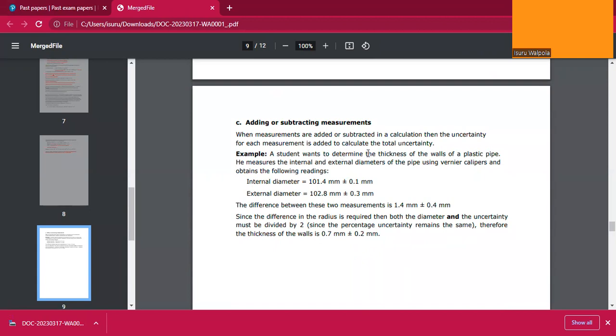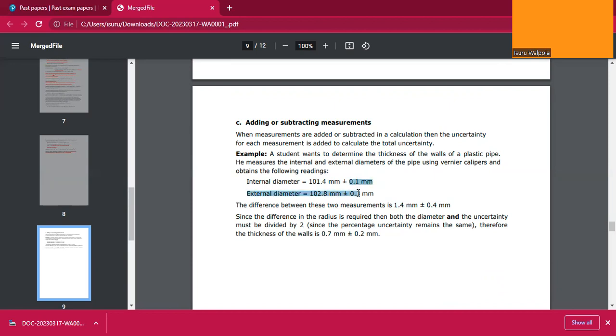Now, let's say a student determines the thickness of a pipe wall. So he measures the external diameter and internal diameter. If he wants to find the difference to get twice the thickness, I hope you understand that outer diameter minus inner diameter is 2 times the wall thickness, because that diameter goes through 2 of the walls. Anyway, they take the subtraction. For that, you do the main value minus main value to get the main value of the subtracted result. Then to get the uncertainty, you have to add these two together.